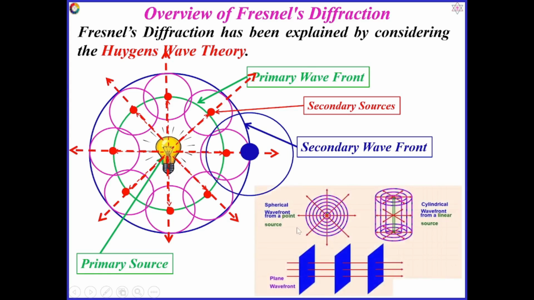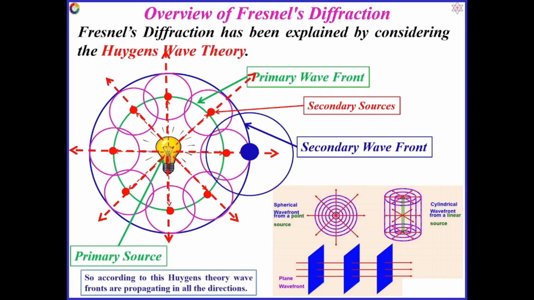Okay, and these are your circular wavefronts, and likewise we can get cylindrical wavefronts for the linear sources. This is one source. If we consider a linear source, then we can get cylindrical wavefronts, and likewise we can also get the plane wavefront.